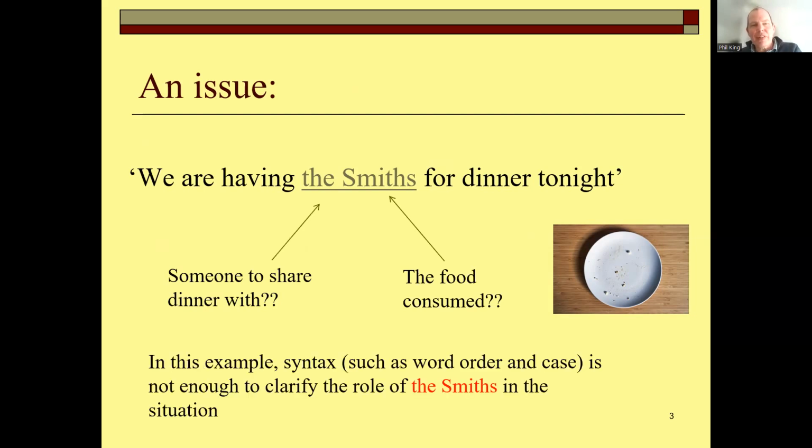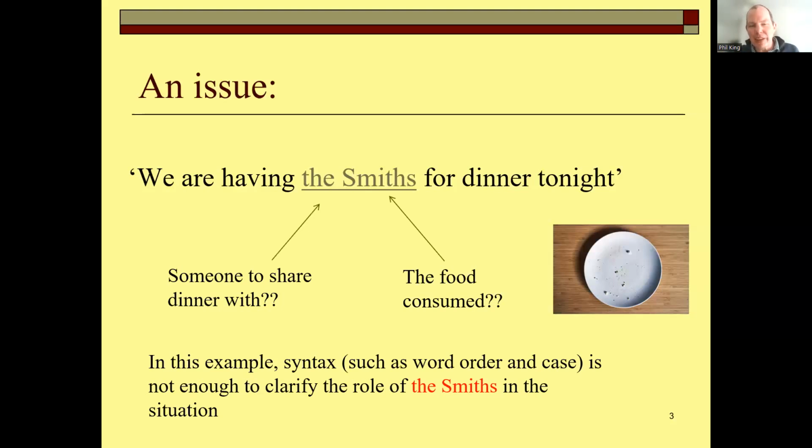In this example, the point is that the syntax, the word order in this case, isn't enough to clarify the role of the Smiths in this situation, though of course we could guess which they are. They're presumably going to be the person that we share dinner with, but we might want to have some words to use to talk about these two different options. What is the semantic role of the Smiths in this sentence?